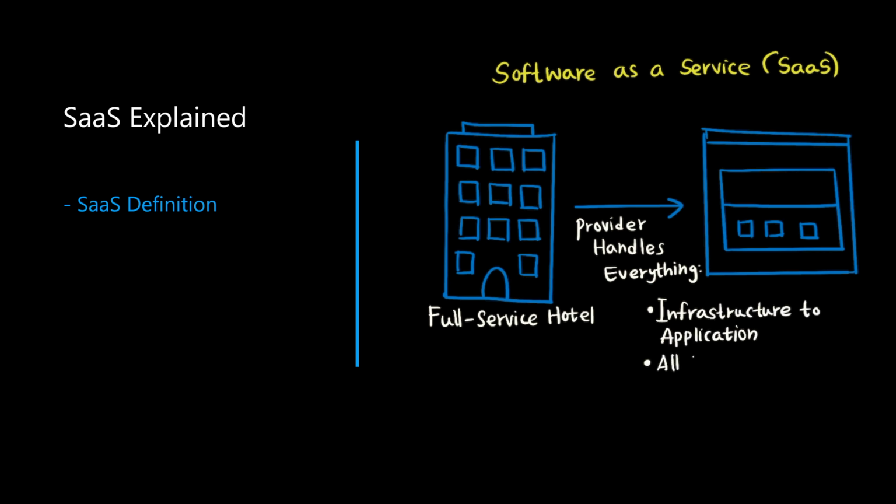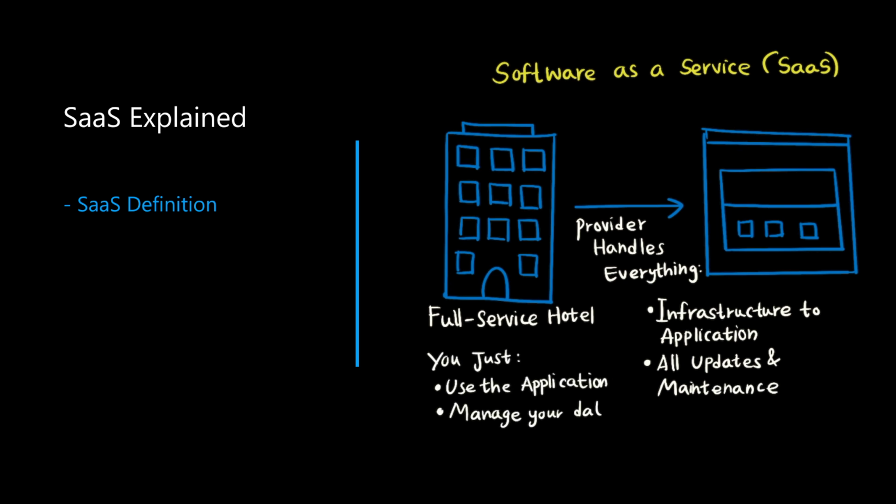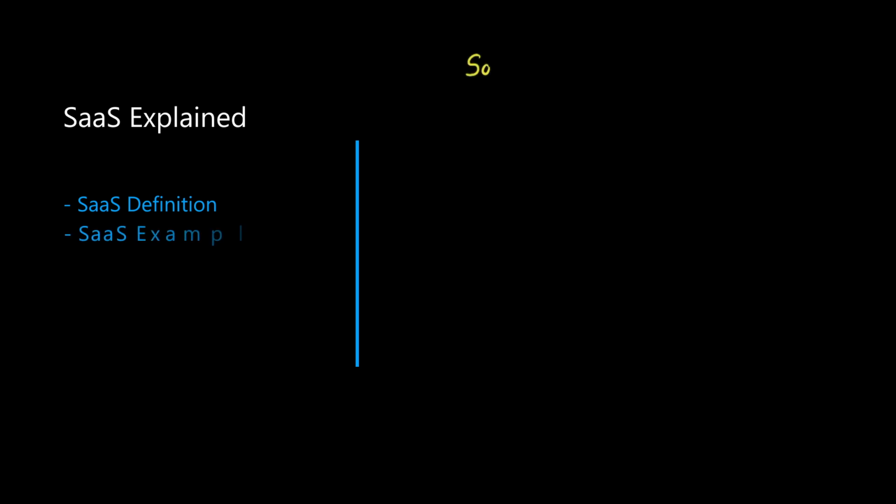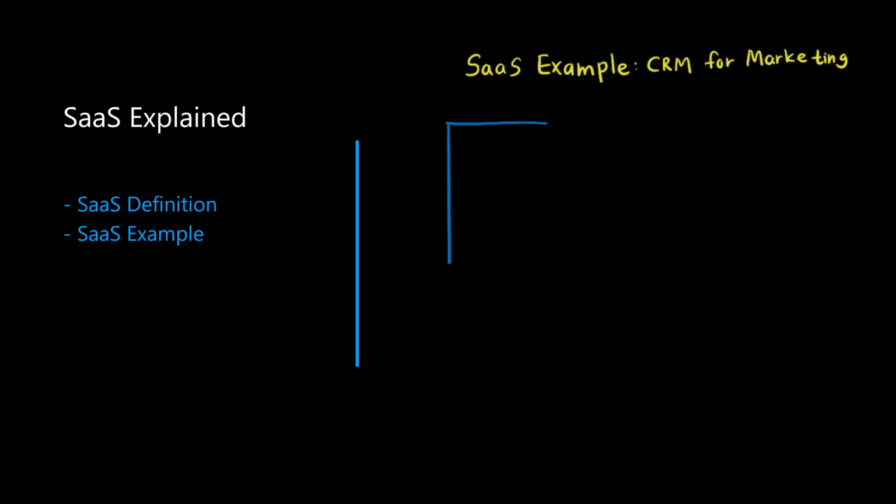Common SaaS examples include Microsoft Office 365, Salesforce, Google Workspace, and QuickBooks Online. These applications are accessed through web browsers, require no installation, and are automatically updated by the provider. Let me illustrate SaaS with a real-world scenario. A marketing agency needs customer relationship management capabilities.